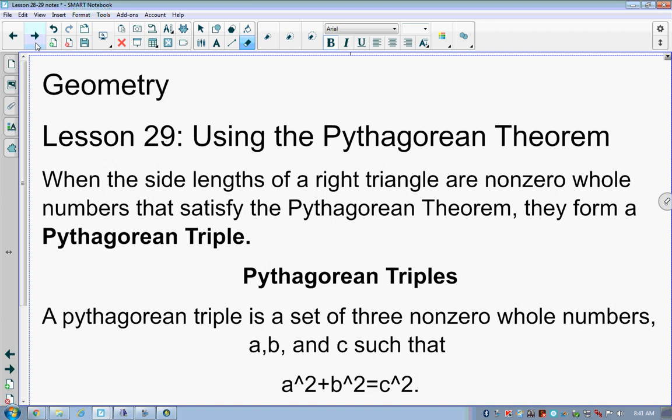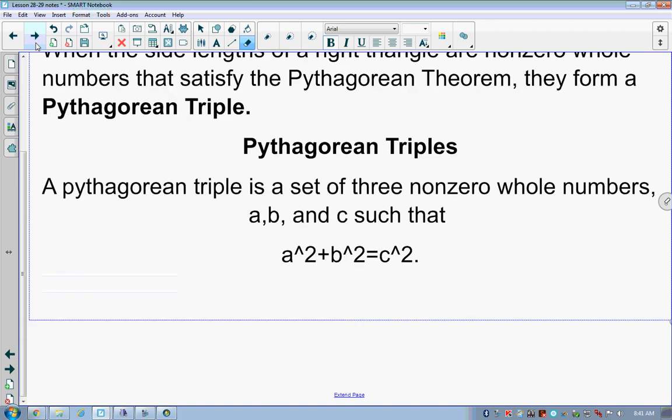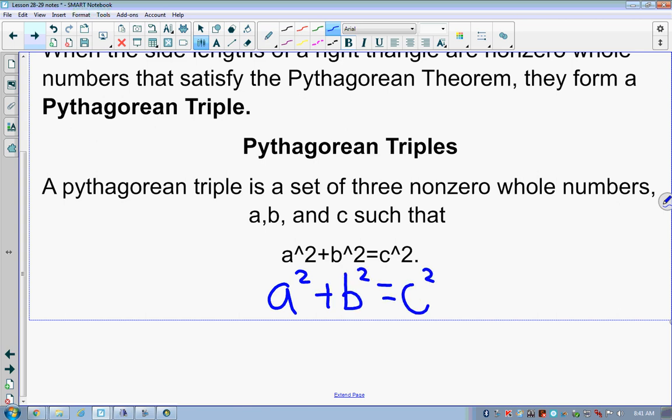So in this program, I can't really do squareds very well, so I use the caret symbol. So a Pythagorean triple is a set of 3 non-zero whole numbers such that A, B, and C work out here. So a better way of looking at this is A squared plus B squared equals C squared. Is anybody aware of any Pythagorean triples? No? Okay, well, we're going to see some here in a second.